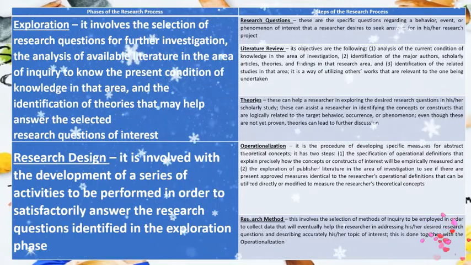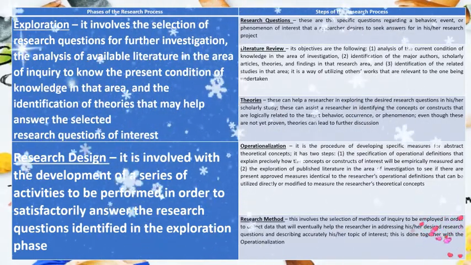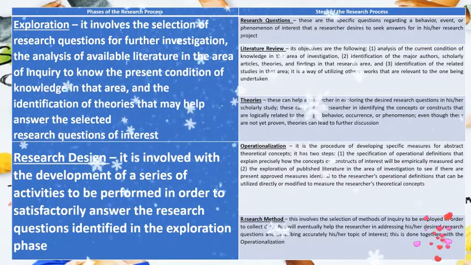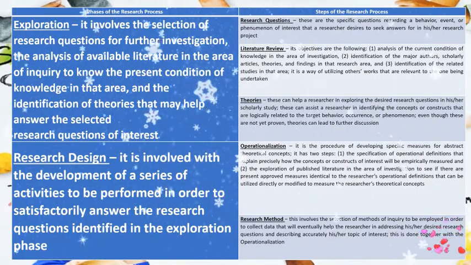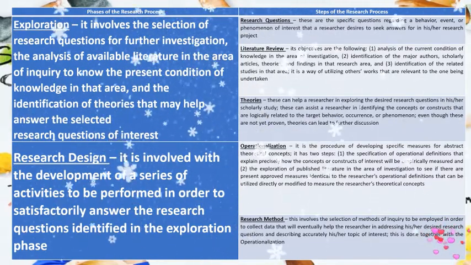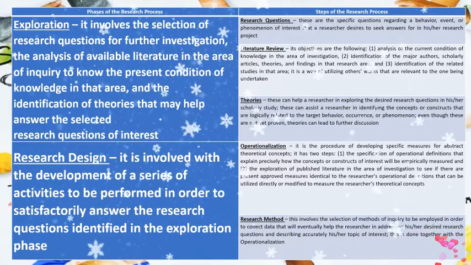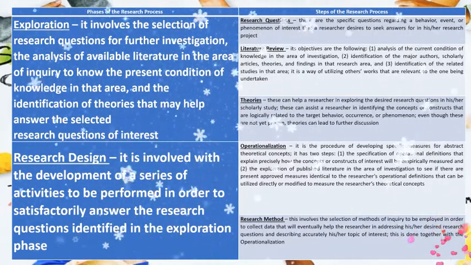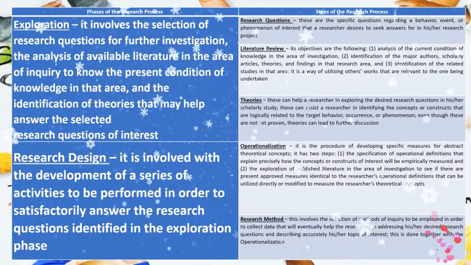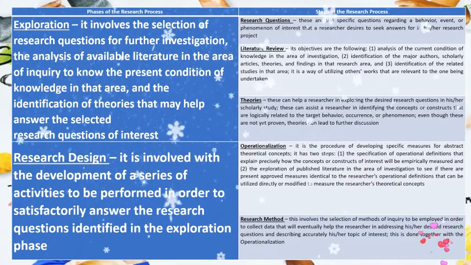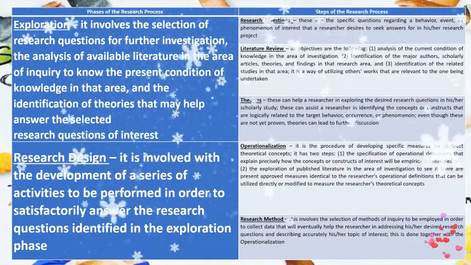Under the research design, on the other column, in line with the research design, are the operationalization and the research method. Now let's have first the operationalization. Operationalization is the procedure of developing specific measures for abstract theoretical concepts. It has two steps. First, the specification of operational definitions that explain precisely how the concepts or constructs of interest will be empirically measured. And the second one is the exploration of published literature in the area of investigation to see if there are present approved measures identical to the researcher's operational definitions that can be utilized directly or modified to measure the researcher's theoretical concept.